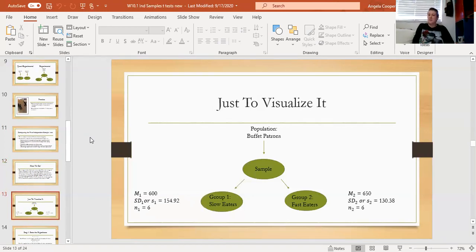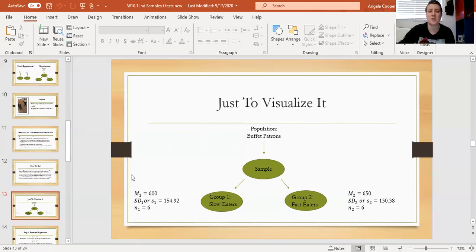Now, just to visualize it, the problem did state that we're looking at the same buffet, and we take the people eating and just split them down the middle. Some are instructed to eat slowly, some are instructed to eat fast. So we have an experimental method of gathering our sample, creating our samples. Because again, our population is just people who were buffet patrons. So we take those people and split them so half of them are going to eat slow and the other half are going to eat fast.